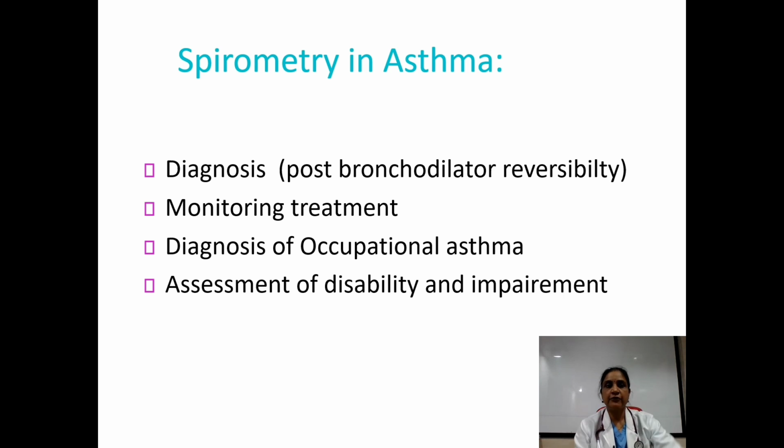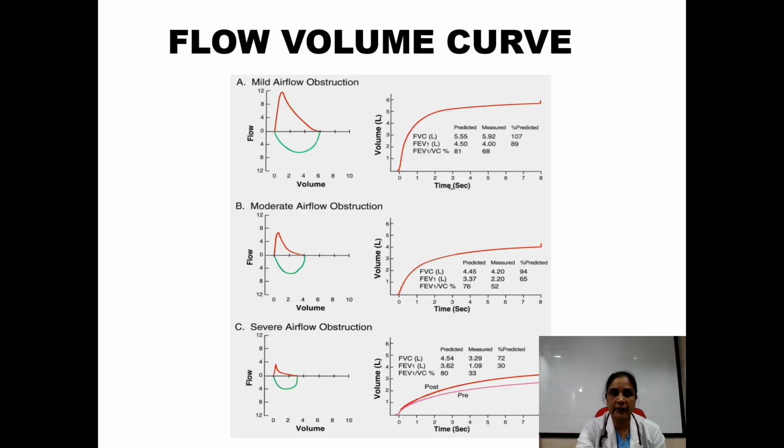Now coming to the stable asthma. When your patient is stable, you have done clinical examination, you have done initial blood investigation. The third most important part in the diagnosis of asthma is spirometry or pulmonary function test. The pulmonary function test is an entire set of tests, while for asthma, the most important thing is spirometry. Spirometry is not only important in the diagnosis of asthma, but it helps in monitoring the treatment, sometimes you are able to diagnose occupational asthma, and the assessment of disability and impairment certificate is also on the basis of spirometry.